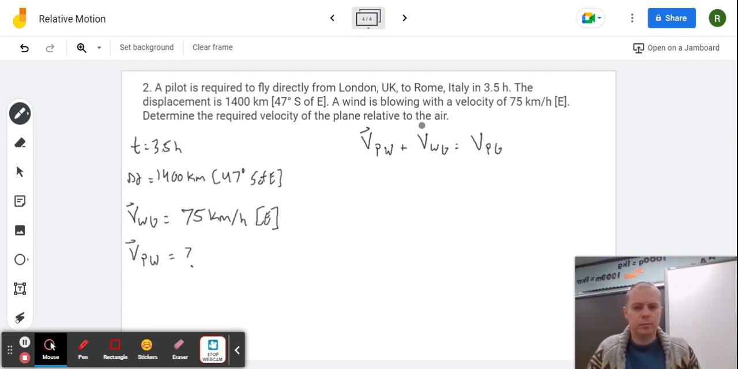Okay? So we need this value, the velocity of the plane with respect to the ground. So we know the distance that has to be, and we know the time that it takes. So we can just use v equals d over t, and we can find this value. So 1400 over 3.5.